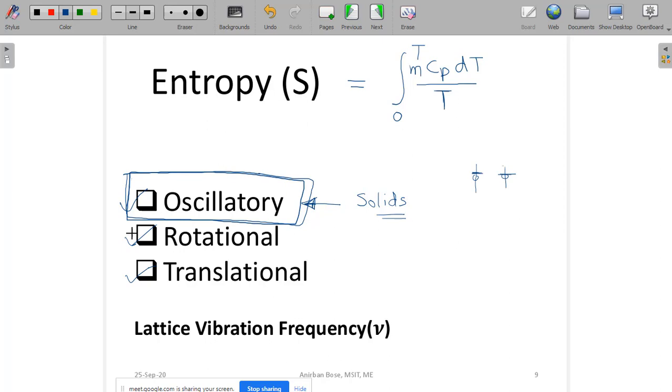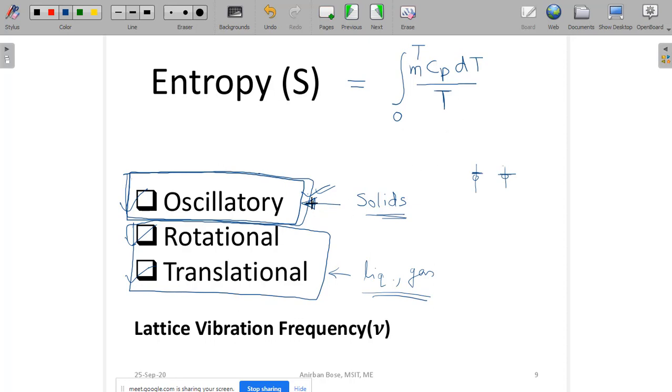In case of liquids and gases, the other two forms are there: the rotational and translational motions are present in liquids and gases. But in this course, we are not going into the detail of liquids and gases. We will mainly concentrate on solids, to be very specific, mostly on the crystalline solids. So oscillatory motion will be present within the material, and that is basically the reason behind the thermal energy present.